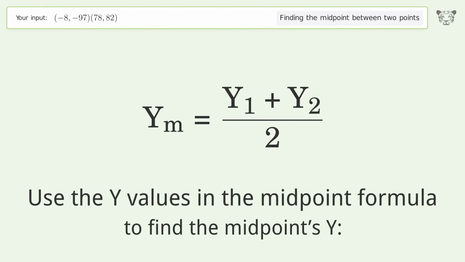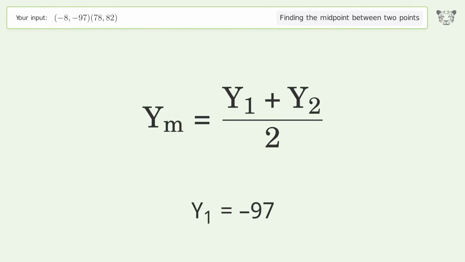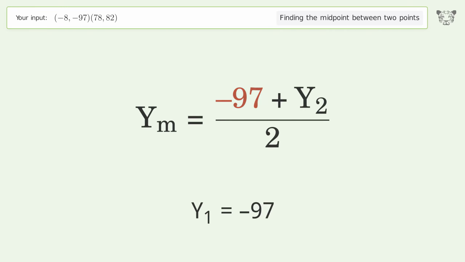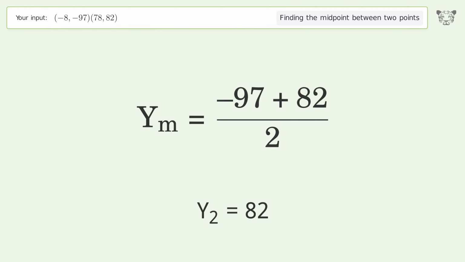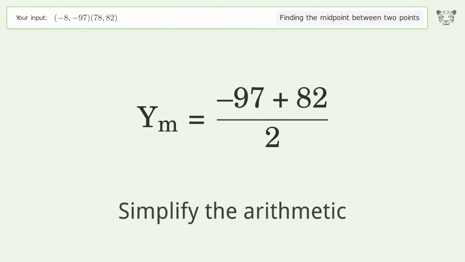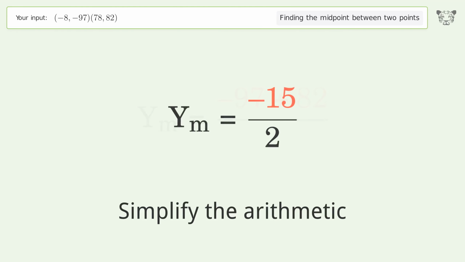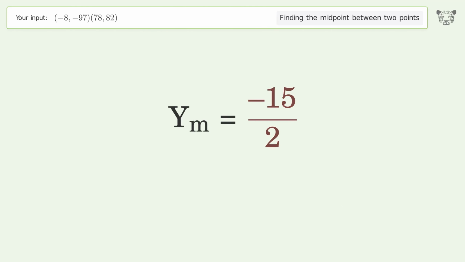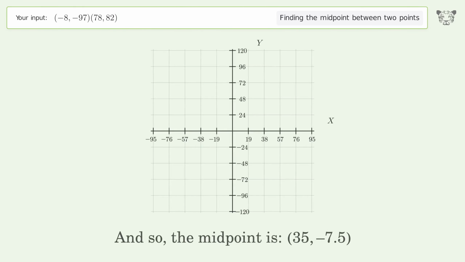Use the y values in the midpoint formula to find the midpoints y. y1 equals negative 97. y2 equals 82. Simplify the arithmetic. And so, the midpoint is 35, negative 7.5.